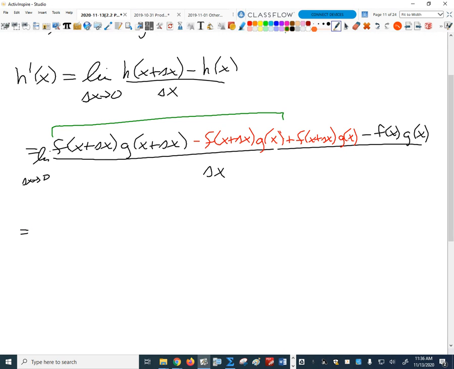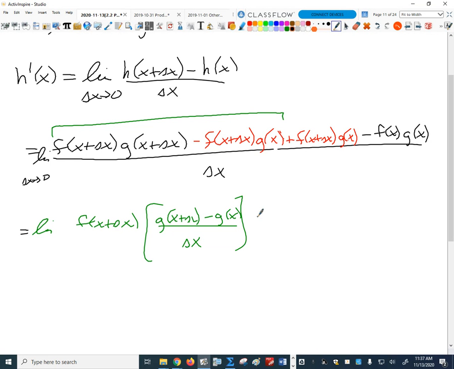So if I factor out f of x plus delta x, what am I left behind with? I'm left behind with g of x plus delta x minus g of x. And let's group the delta x in the denominator with that stuff, right?